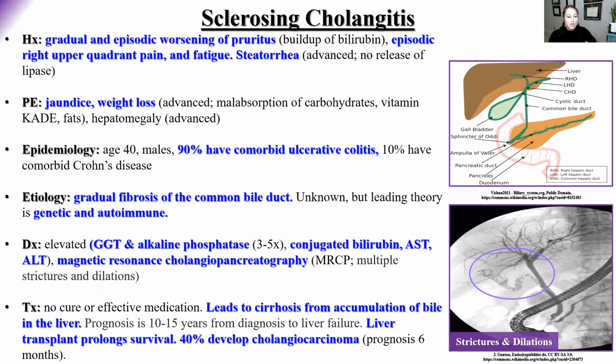40% of patients who have this will also develop cholangiocarcinoma, which is a type of cancer. And the prognosis once you develop that cancer is only 6 months. So that's one of the leading causes of death in people who have sclerosing cholangitis.